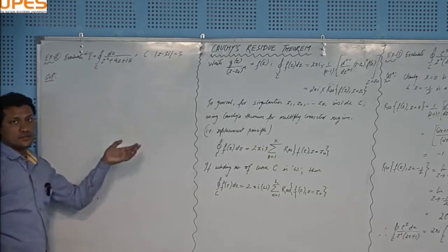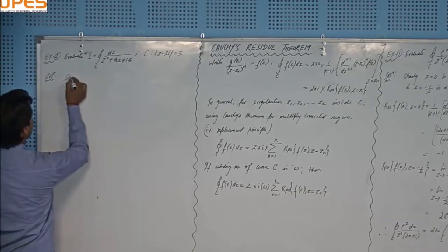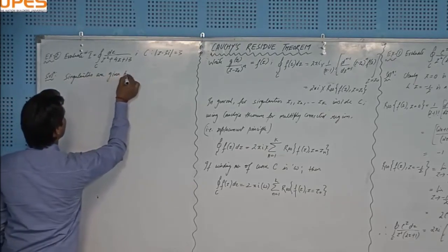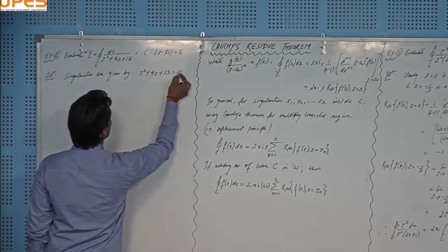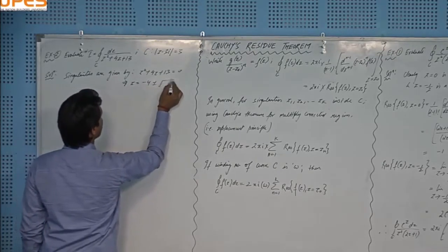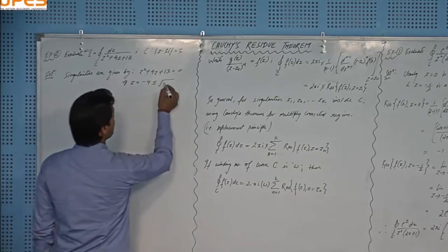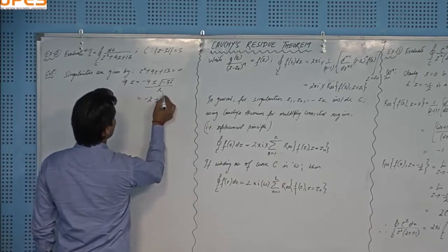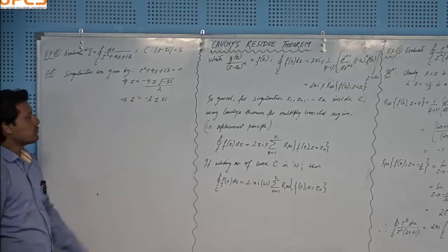In order to find its singularities, we will just equate the denominator equal to 0, right? The singularities are given by putting this denominator equal to 0, and then on factorization I will have z equal to minus 4 plus minus the square root of 16 minus 52, that will be 36 minus 36, over 2, and that will give me minus 2 plus minus 3 iota.